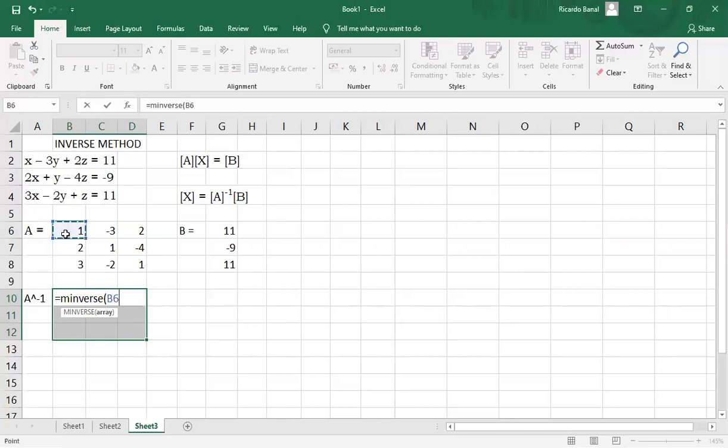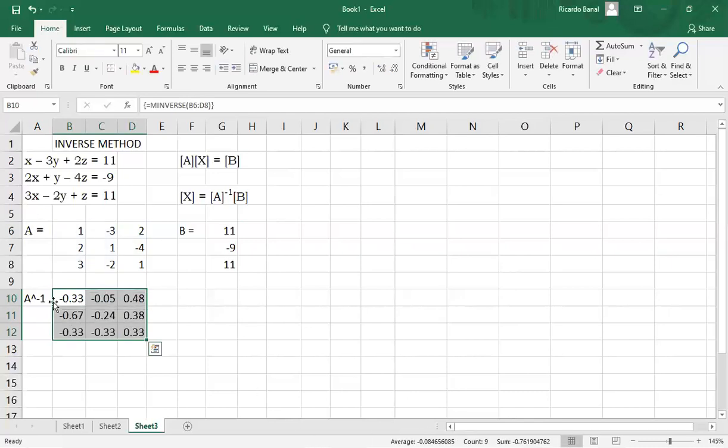That is element A. You have to click and drag all of those elements, and then press Control, Shift, and Enter at the same time. This is now the inverse of our matrix.